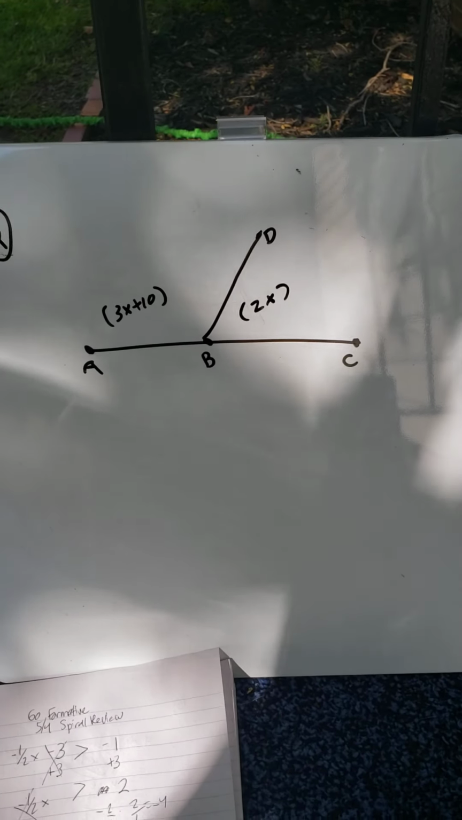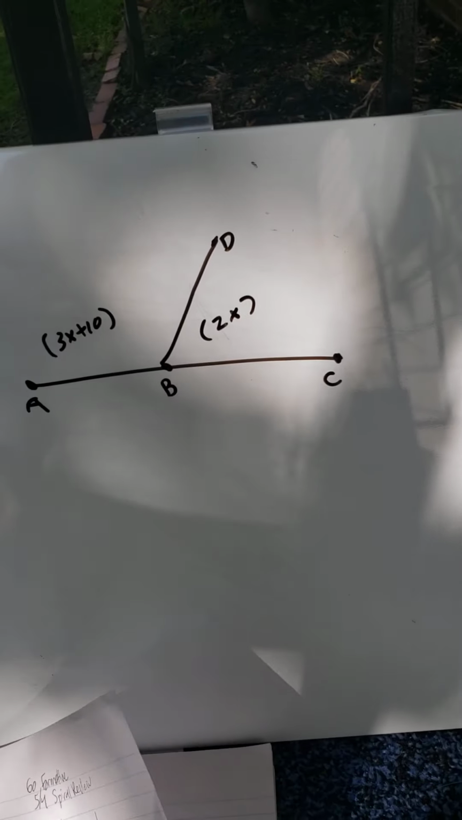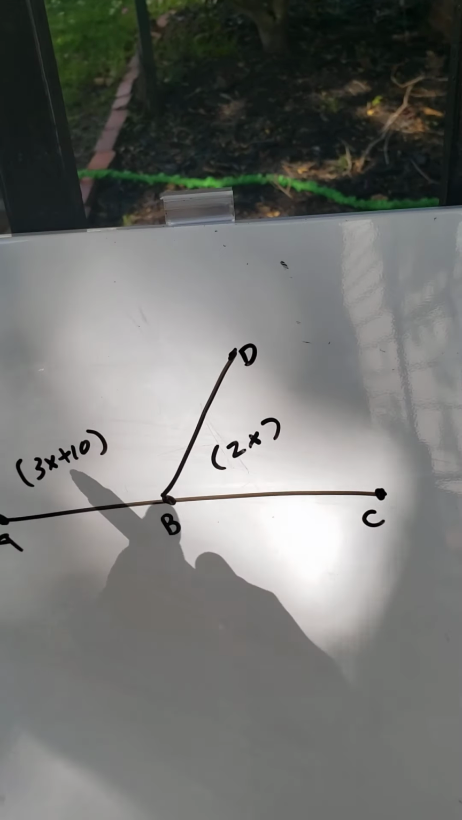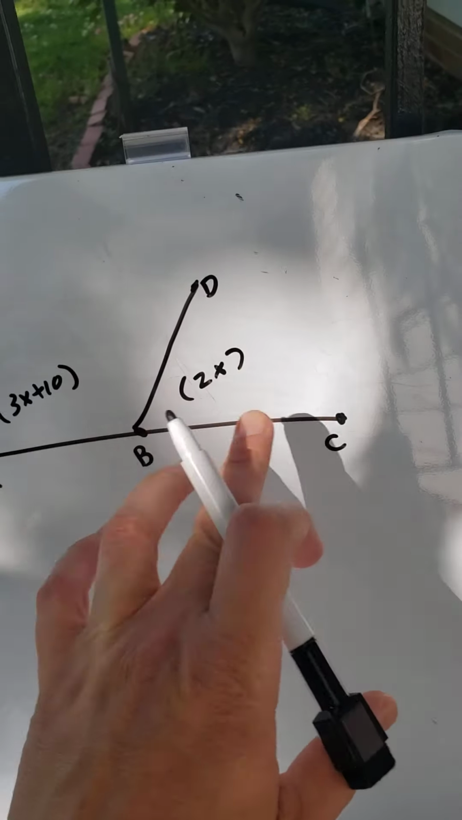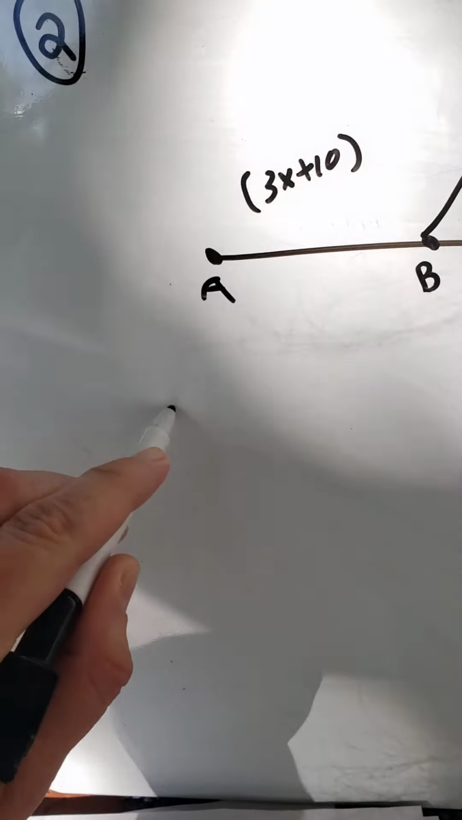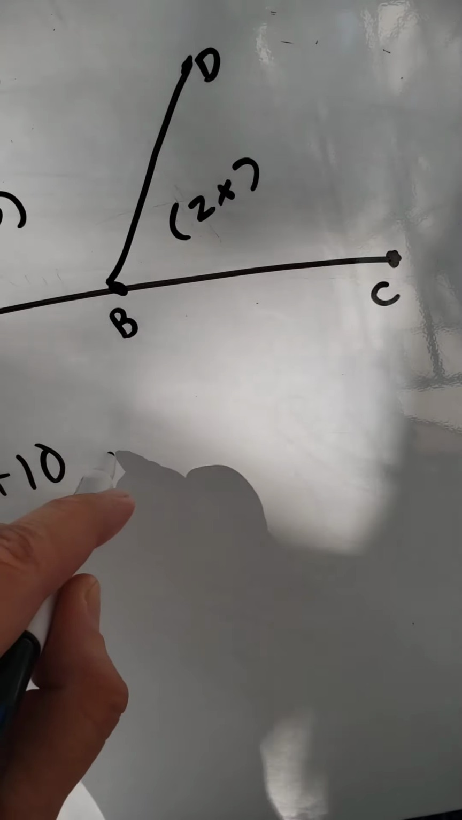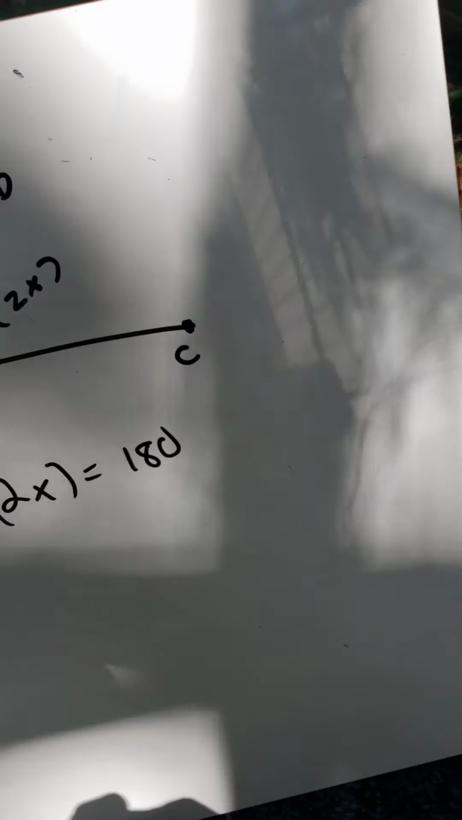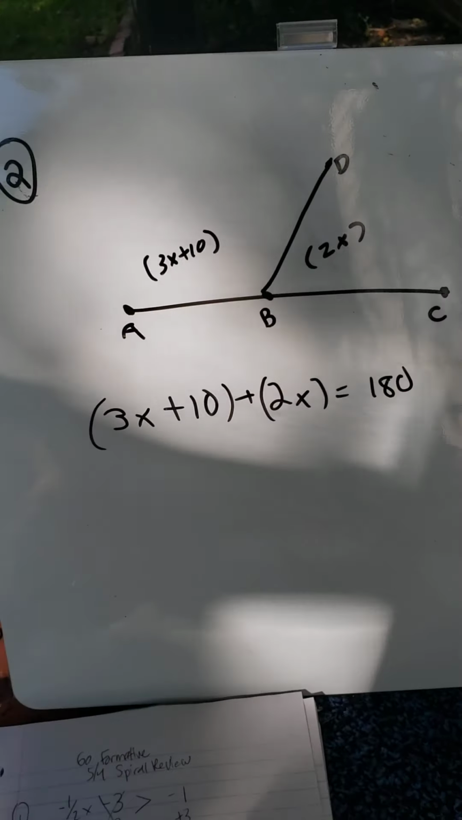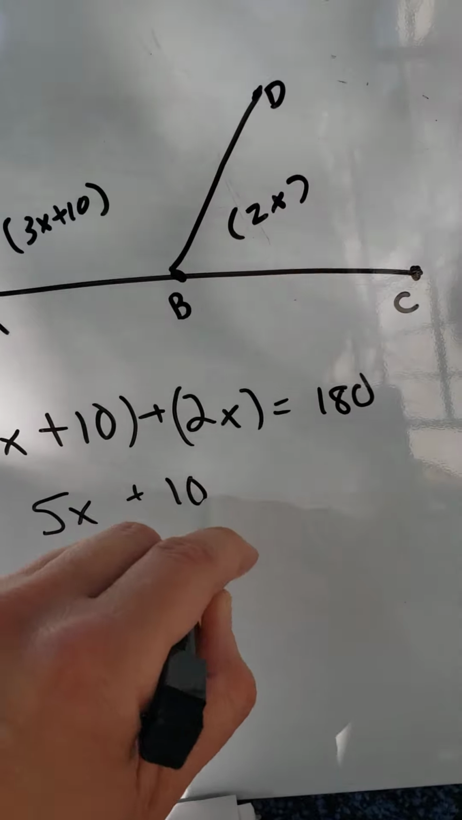All right, so for number 2, we're trying to solve what is the angle of ABD. So the first thing that we need to do is figure out what all of this is equal to. So we need to make an equation, and we know that if we have this side and this side together, it's going to equal 180. So we do 3x plus 10 plus 2x equals 180. Alright, and then we have to combine our like terms. So we have a 3x plus 2x, that's 5x plus 10 equals 180.